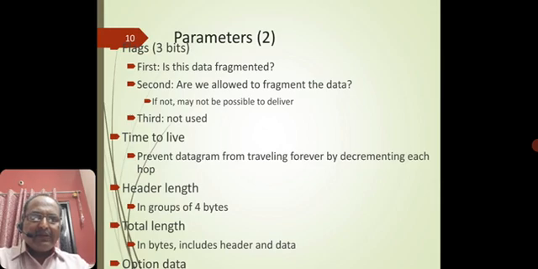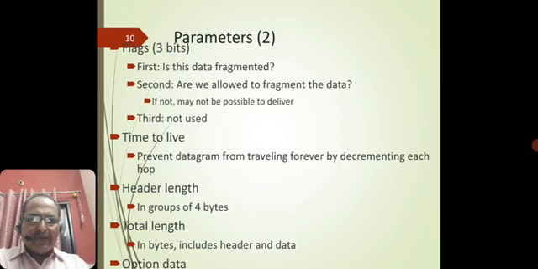Okay, so first, is this data fragmented? We have to cross check and create an identification of yes or no. Second, are we allowed to fragment the data? If it is yes, then we can fragment. If it is no, then we have to send it, otherwise reject it. There is no other option. If the data packet is not allowed to be fragmented and the system is not allowing it, then straight away the data packet has to be rejected back to the sender. If not, it may not be possible to deliver. This is a very simple way of handling this. Third is not used. Checksum is not created because these flags say no. So the third is not created.